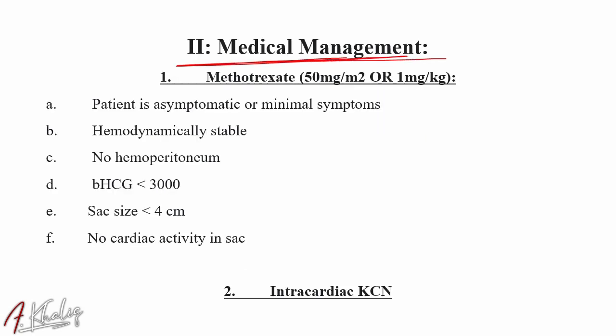Second, you can go with the medical management. In this, you'll go for the methotrexate or you can just go with the intracardiac KCl. Now, if you choose methotrexate, you're going to use it at 50 mg per meter square, or you can just say 1 milligram per kilogram. The patient should be asymptomatic or minimal symptoms are also acceptable. The patient should be hemodynamically stable. There should be no hemoperitoneum. The beta HCG should always be less than 3000. The sac size should be less than 4 centimeter and there should be no cardiac activity in the sac.